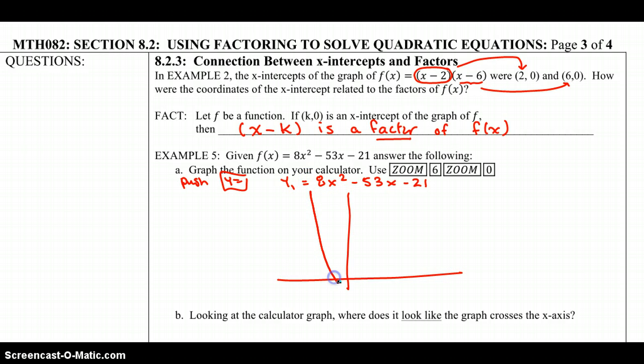Okay, so on the calculator we would get for this particular one something that looks kind of like this. Let's see, this comes down and over here looks something like this, x-axis and y-axis.